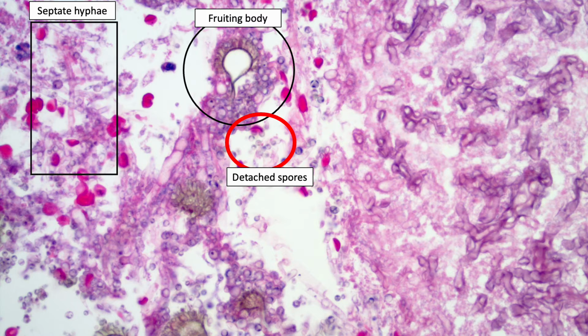So the fruiting body is also known as a conidiophore. Conidia is the name for spores, and conidiophore means a structure that bears conidia. So fruiting body, fruiting head, conidiophore, or conidial head are all synonymous terms.